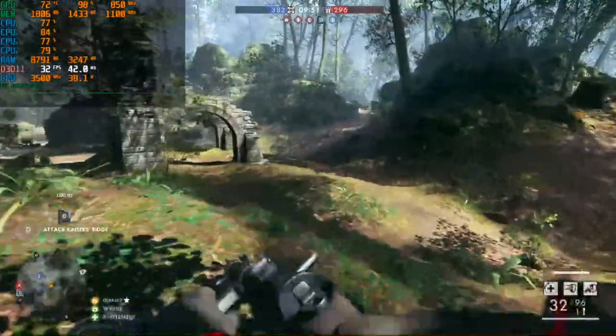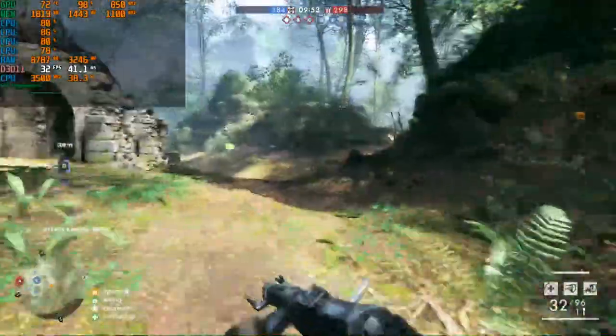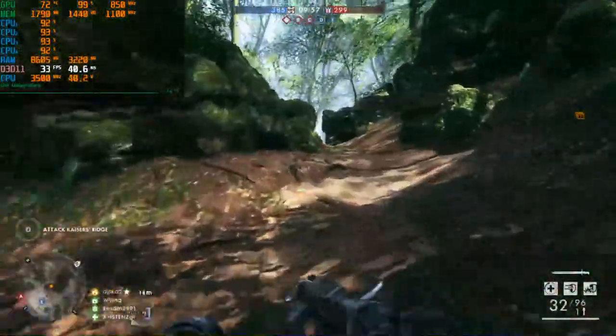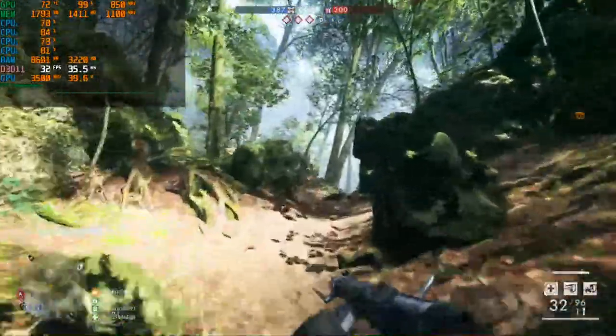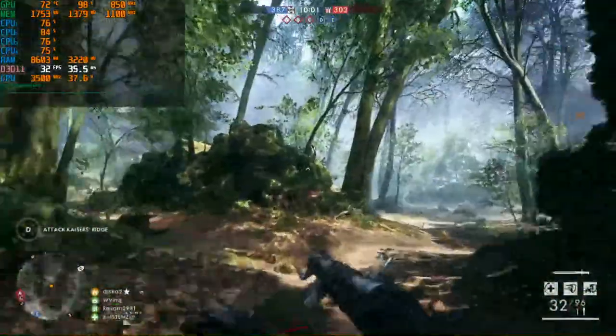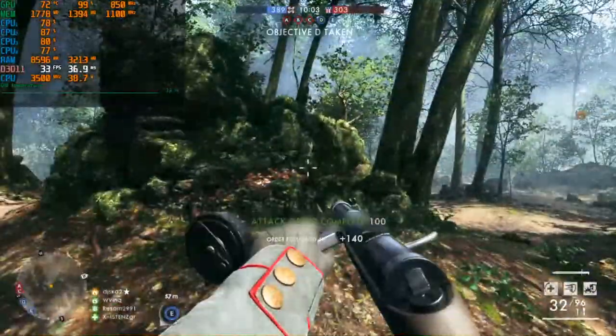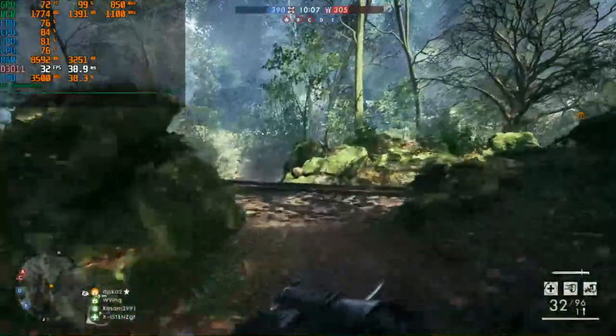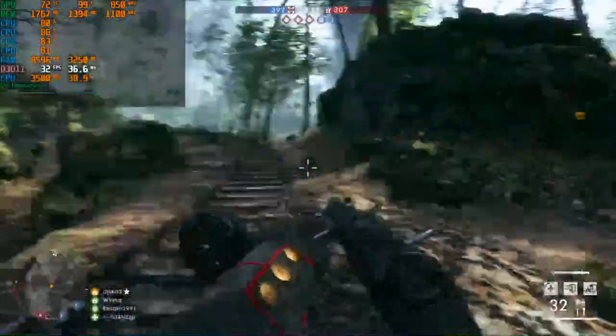So this is in medium graphics now, the rest the same settings. Power consumption stays the same also, and CPU utilization is actually the same. We have taken objective Duff. I thought it would be a little bit affected by it, but no, it's the same.